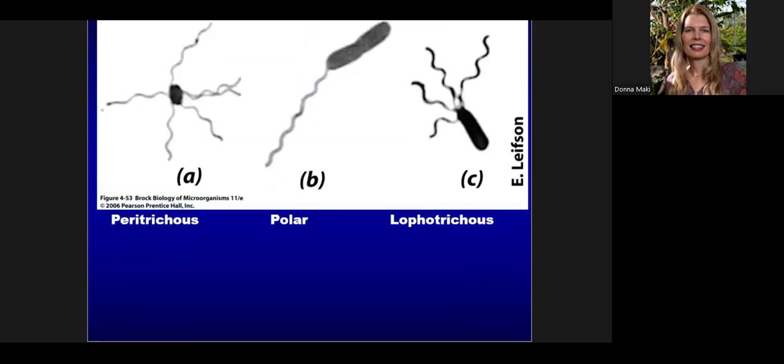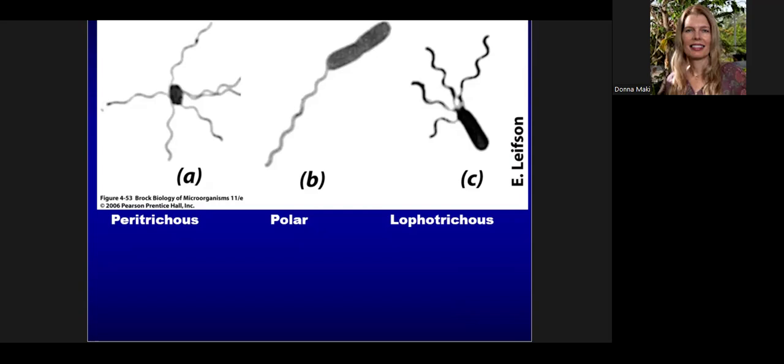So let's look at a little bit different view here. So polar is in the middle, just one coming off the end. And then lophotrichous is several coming off the end. Okay, several of them, you'll need to know that term too. And then peritrichous, that's a pretty good image.